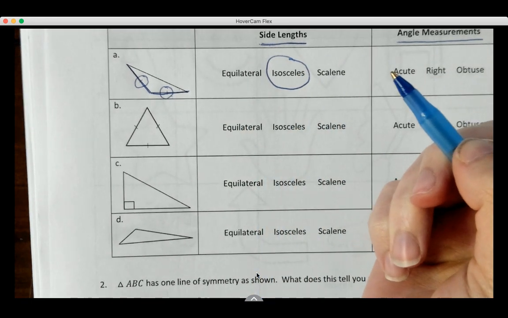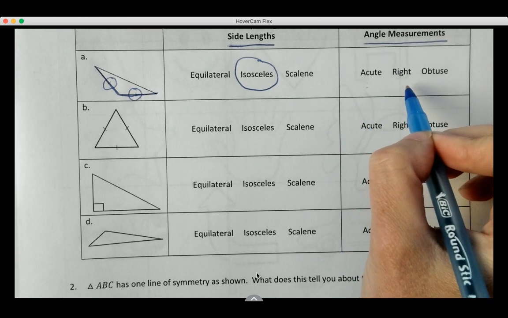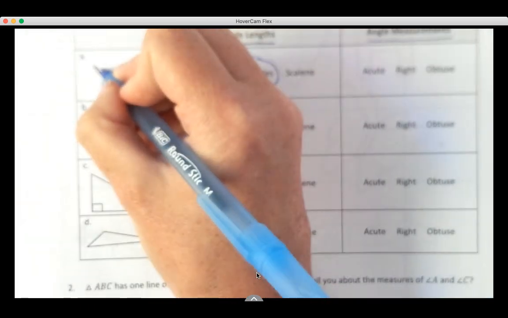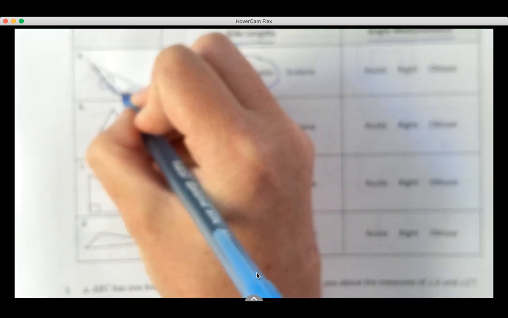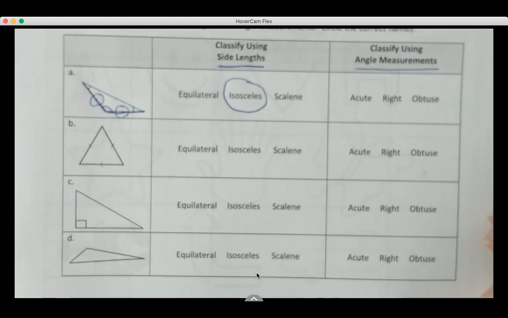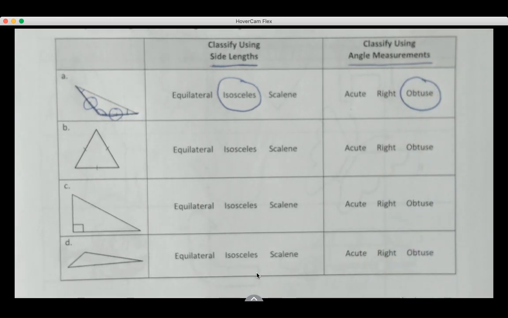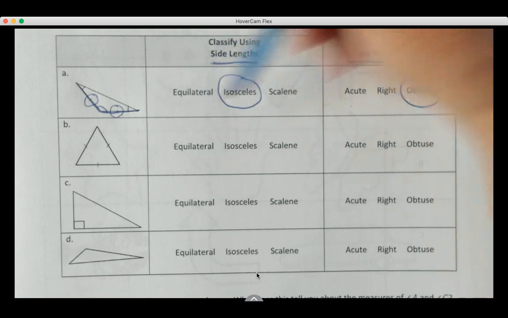Now we have to talk about, is it acute, obtuse, or right? As you can see, this is acute, this is obtuse, and what is this one? This is obtuse. So this triangle is actually obtuse. Okay, it's an obtuse isosceles triangle. And hopefully you watched the fun video before you watch this video so you can learn all about these triangles.